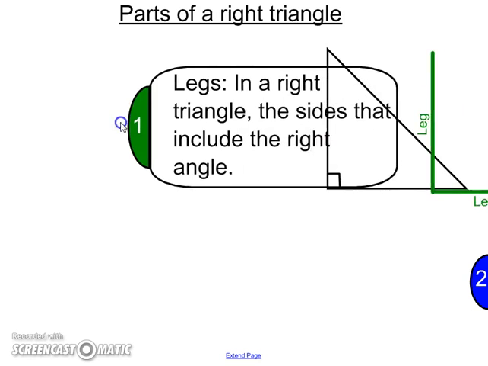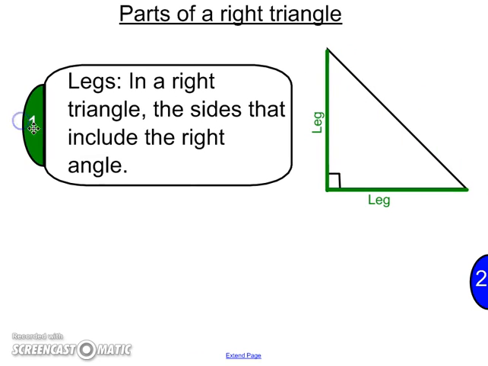So first of all here, and let me go ahead and pull this out, a right triangle has two legs. Okay, and the legs of the right triangle are the sides that include the right angle. So in this particular case here, we have the right angle here. So this side here and this side here, those are both the legs of the right triangle.